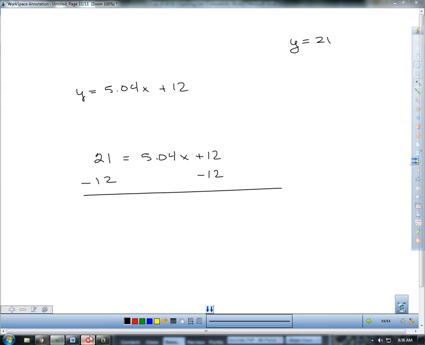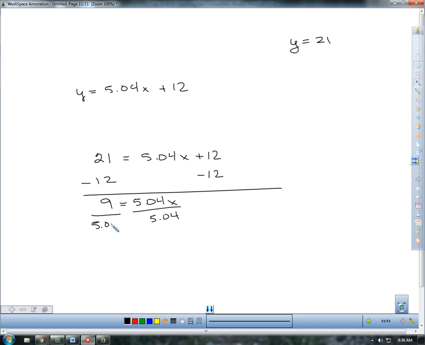So 21 minus 12, 9. Goodness, I'm having issues today. And that's equal to 5.04x. Well, if I want to get x by itself, I have to divide by 5.04. You've got a calculator, so decimals aren't a problem. 9 divided by 5.04 gives me about 1.78.